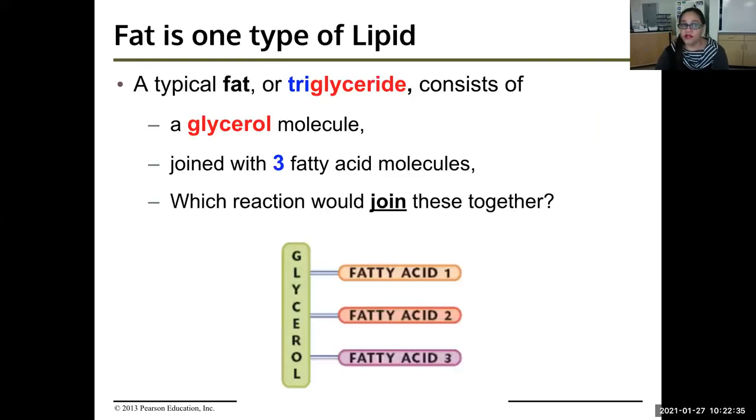Fat is one type of lipid. A typical fat is called triglyceride. If you break up the word triglyceride, you can figure out what it's made of. A glycerol molecule joined with 3 fatty acids. That tri, just like mono means 1, di means 2, tri means 3. You're riding a tricycle, it has 3 wheels.